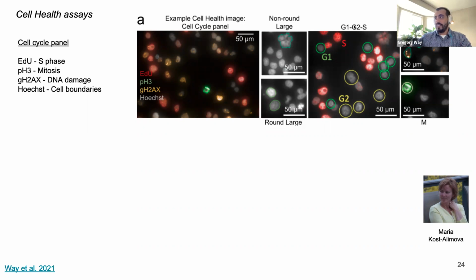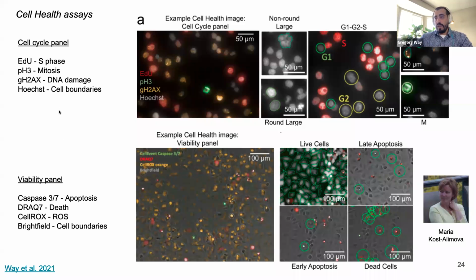She's going to isolate cells that are in G1, G2, or S based on a combination of EdU and PH3. And she's also going to use image analysis tools to count the amount of DNA damage and identify mitotic cells. Side by side to the cell cycle panel, we also developed a viability panel, and both of them together represent the cell health assays.